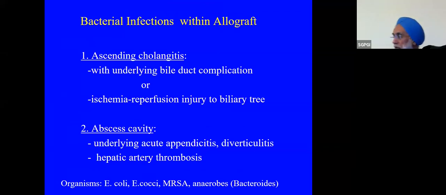So bacterial infections within the allograft will present as ascending cholangitis with an underlying duct complication or ischemia reperfusion injury with a biliary tree. You can get abscess cavities. And one of the causes of an abscess in the liver is appendicitis, or it could be diverticulitis. Those are common conditions in the population. So when you see a liver abscess, make sure you're not missing these. And less commonly, it might be hepatic artery thrombosis.